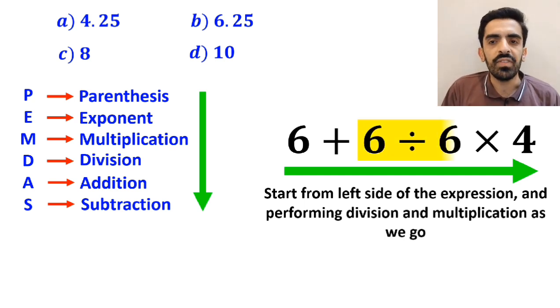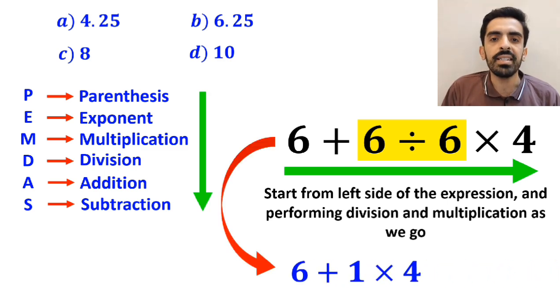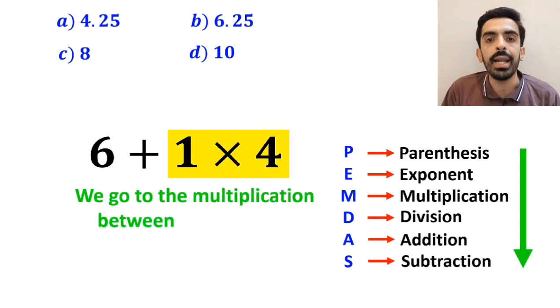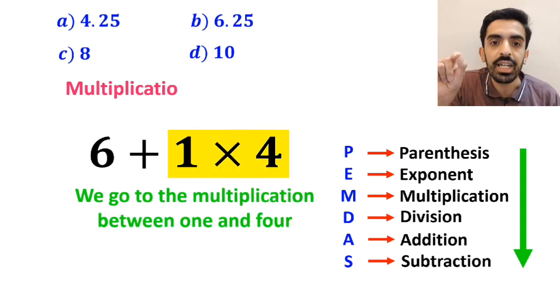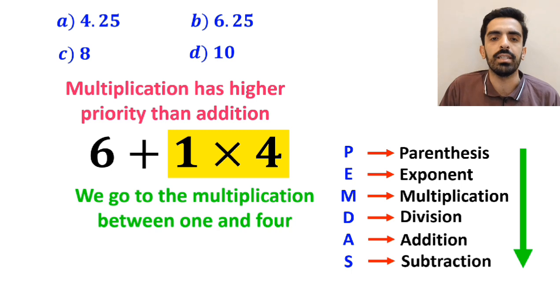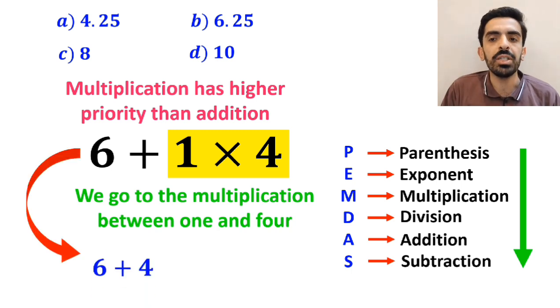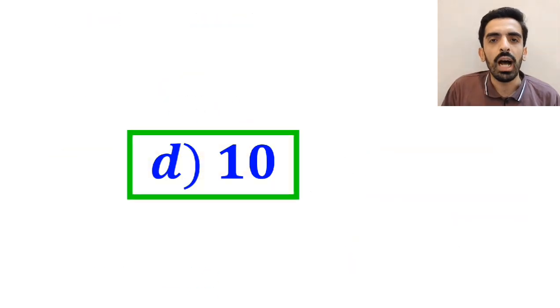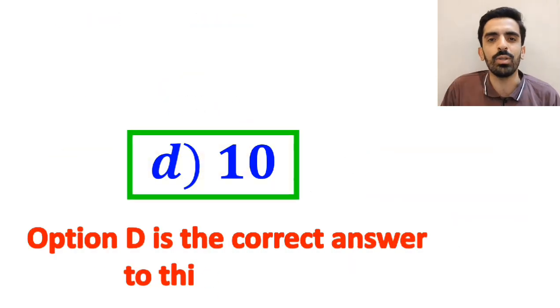So, we'll start with the division between the two 6's, and instead of this expression, we can write 6 + 1 × 4. In the next step, we go to the multiplication between 1 and 4, because multiplication has higher priority than addition. So, this expression simplifies to 6 + 4, which ultimately gives us the answer 10. Therefore, option D is the correct answer to this question.